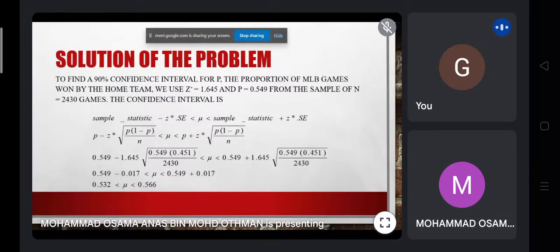Okay, we look at the solution of the problem. To find a 90% confidence interval for p, the proportion of MLB games won by the home team, we use Z equal to 1.645.